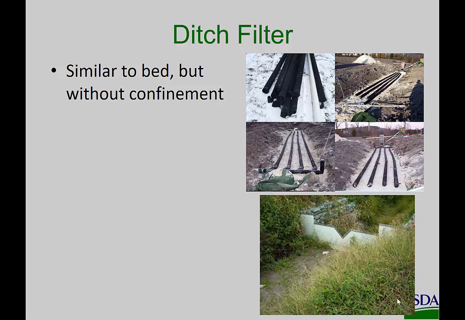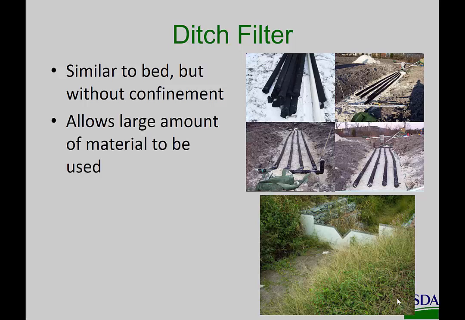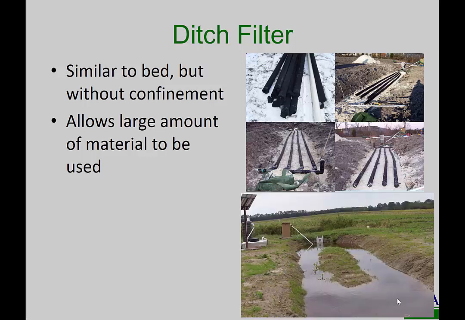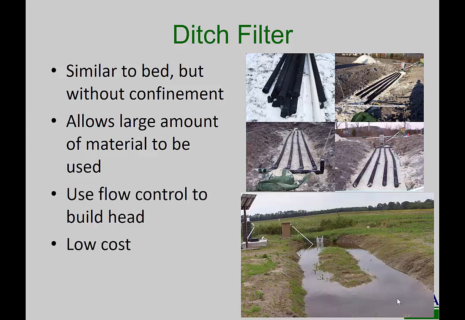And you've got your buried perforated pipe backfilled with your phosphorus sorption material. And it allows a large amount of material to be used. Often these will have nearly 100 tons of material. And there's what it looks like. We use a flow control structure to maintain head on it. Water flows down the ditch and drains straight through the material where it's filtered and then back out around to another ditch. We've built a lot of those. Generally low cost because you've already got the ditch in place to hold everything in place.